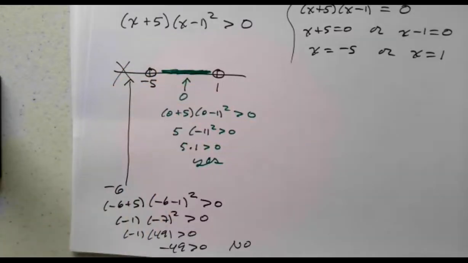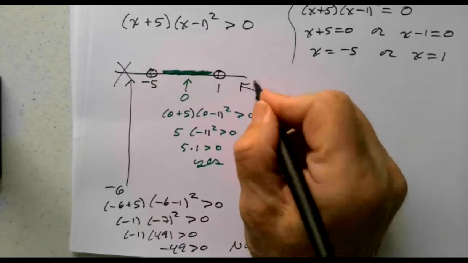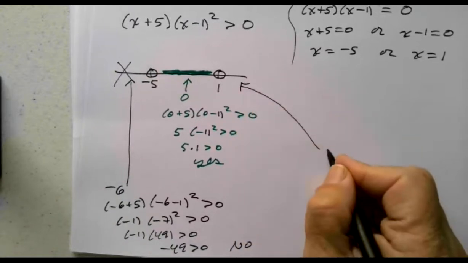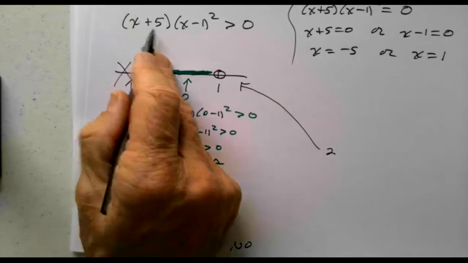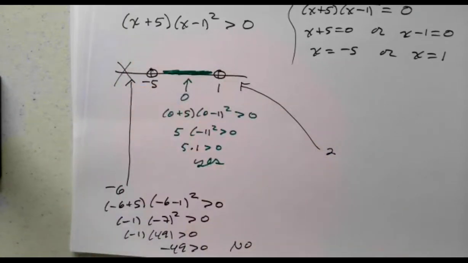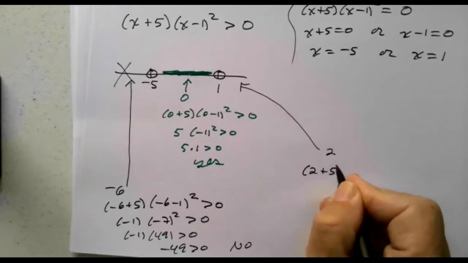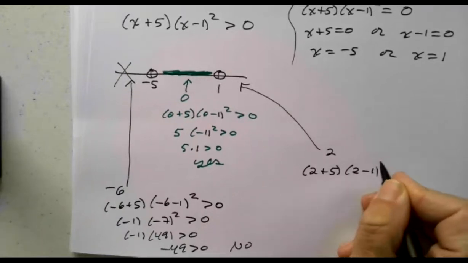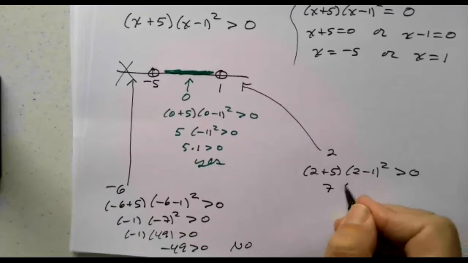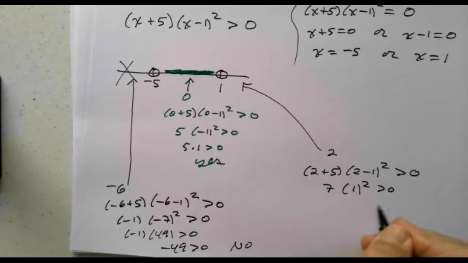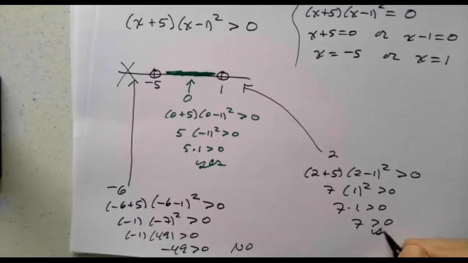And then there's one other that I have to try, and that's beyond 1. So if I'm beyond 1, the reasonable choice would be 2. We're going to plug that into (x + 5)(x − 1)² and see if that's bigger than 0. So that'll be (2 + 5)(2 − 1)². Is that bigger than 0? 2 plus 5 is 7. 2 minus 1 is 1, squared, bigger than 0. 7 times 1 bigger than 0. 7 bigger than 0. That's also yes.